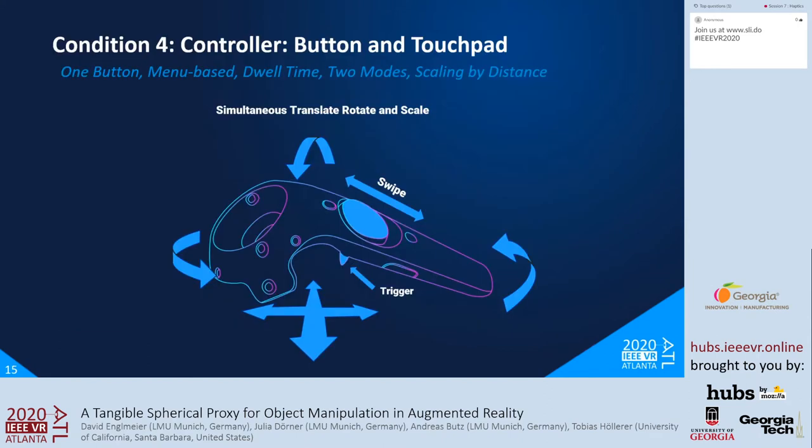For the fourth condition, controller button and touchpad, we added a touchpad for scaling, meaning that all operations could be now executed simultaneously. It is worth noting that we considered this condition as an evolution of the previous condition, and therefore it was always applied in the study after the third condition. We also saw this condition as the current state of the art technique that we expected to perform superior to all the other conditions relying on mode switching.